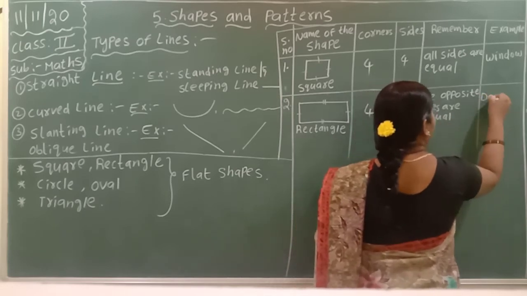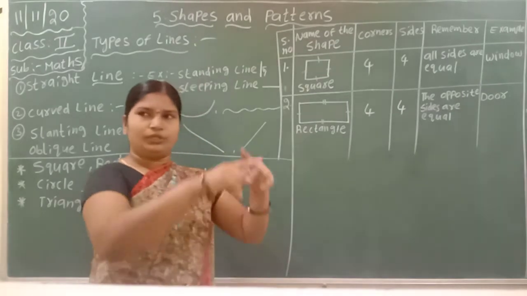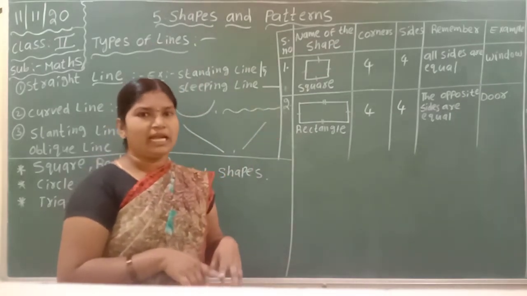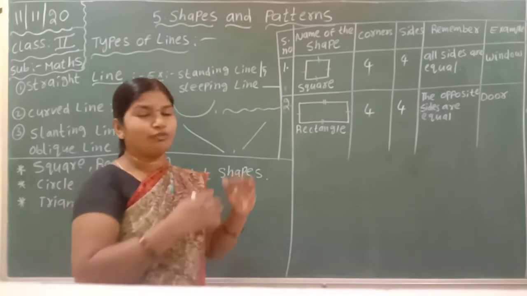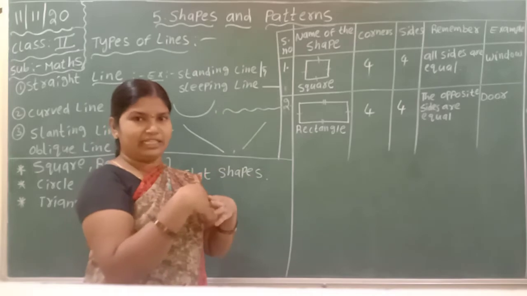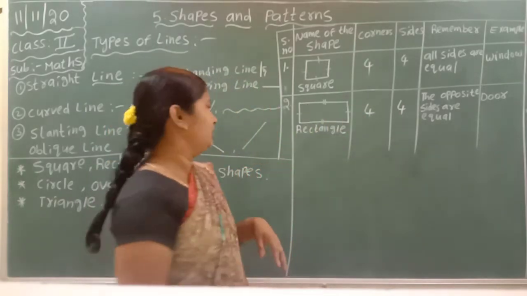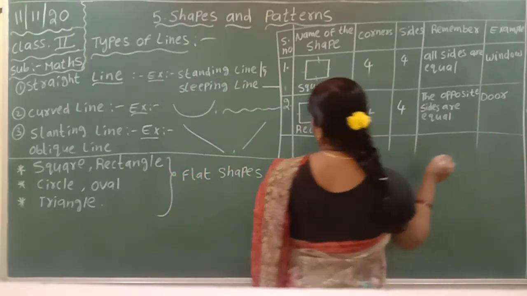What is the example of rectangle? Door. Door is in the shape of rectangle. And we have now LED TVs. How? 42 inches. Like that. Big. Take any one your own example. Okay? It is the second one.